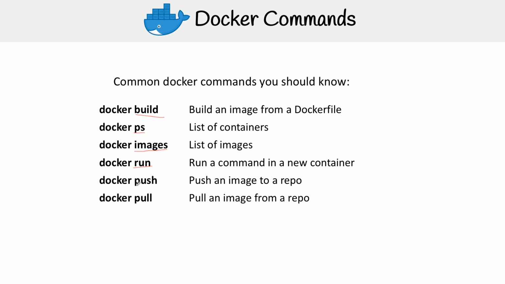Then you have docker push, and this is if you have an image, you want to push it to a repo. A repo here could be Docker Hub, or could be AWS's Elastic Container Registry, ECR. And then you have pull, so you could pull an image from a repo. So, you know, those are the ones I think are important for you to get some hands-on experience with. So yeah, there you go.